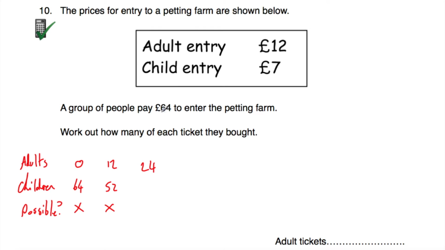Okay, next, if there were 2 adults, well, 2 adult tickets would be £24. The total price is £64, so 64 take away 24 would be £40 for the children. Again, that's not in the 7 times table. 7 times 5 is 35, and 7 times 6 is 42, but 40 is not in the 7 times table, so that's not possible either.